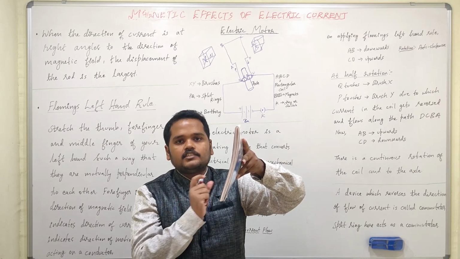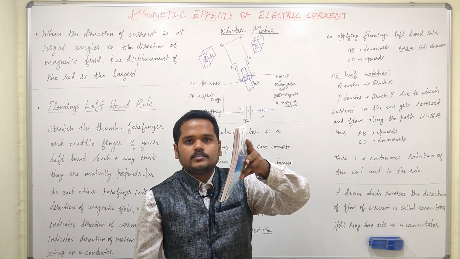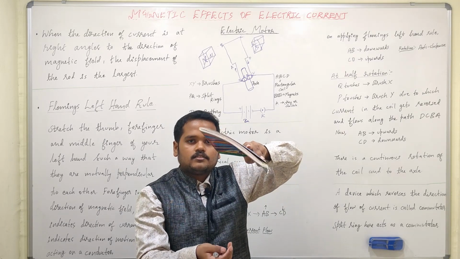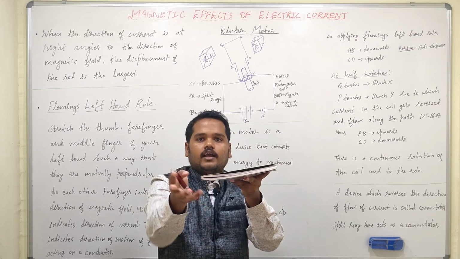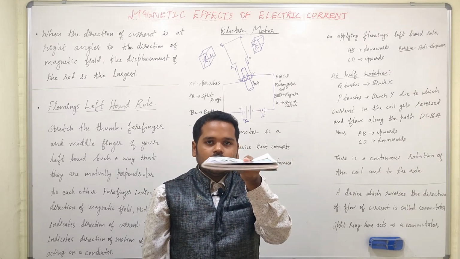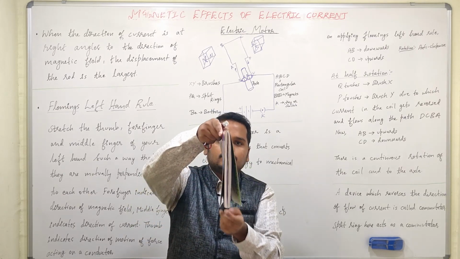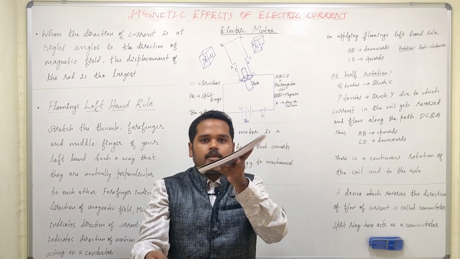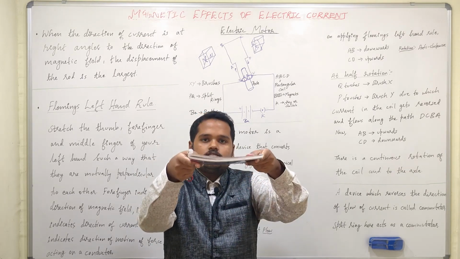Because the split ring changes its position, there is a reverse current which is flowing, due to which this AB will go upwards and CD will come downwards. Now AB is upwards and CD is downwards. Similarly, this rotation keeps on happening. AB comes downwards, CD is upwards. AB comes upwards, CD is downwards. AB is downwards, CD comes upwards. AB is upward, CD comes downwards.